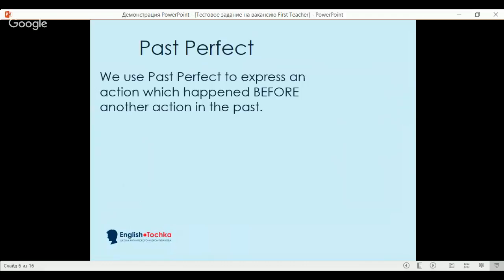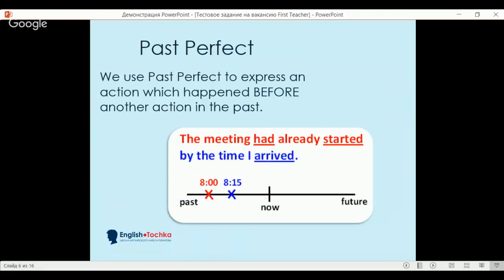It is really simple if we look at the picture. So, you see the picture. The meeting had already started by the time I arrived. Take notice of the red cross and the blue cross. The meeting started at 8 o'clock and I arrived at 8:15. To mix these sentences together, we can say that the meeting had already started by the time I arrived. And I arrived after the meeting had already started.